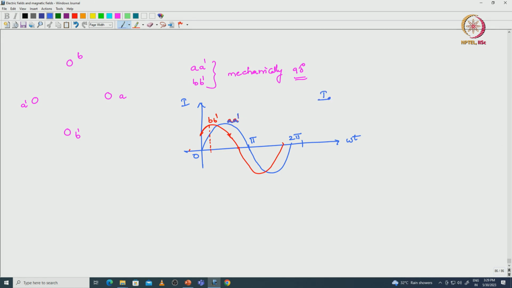Here IA equals Im sin omega t and IB, the B, B dash coil current, equals Im sin omega t plus 45 degrees. It is leading, right? So that is why plus 45 I considered. Now we will analyze what kind of magnetic fields will be there.